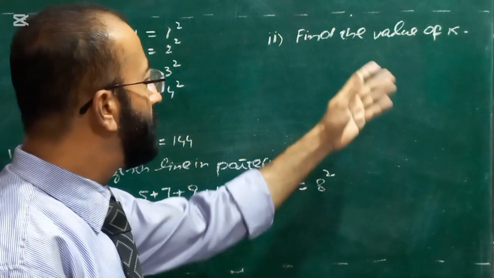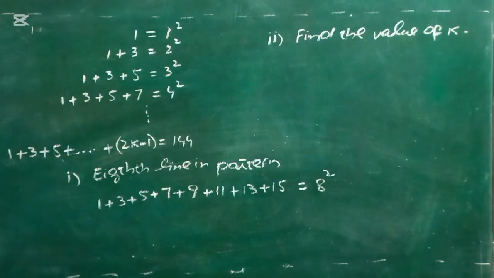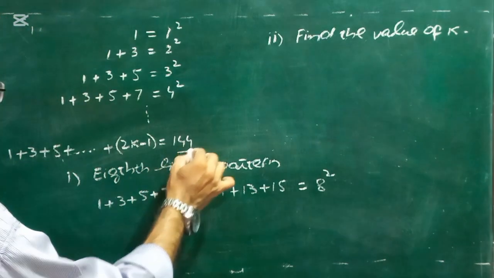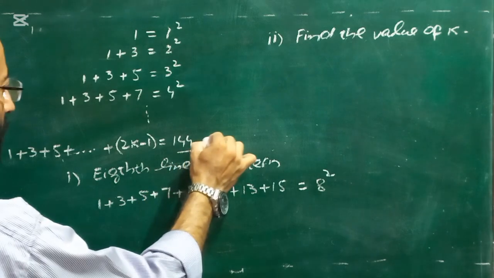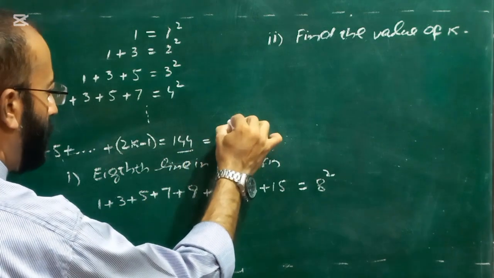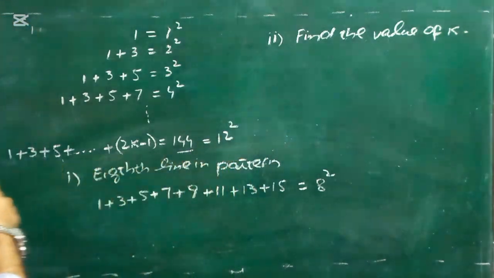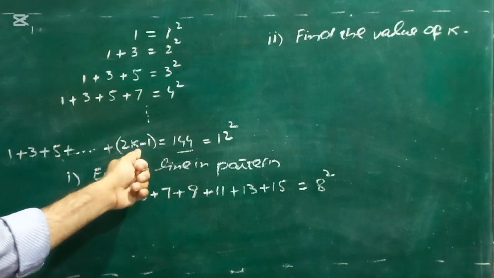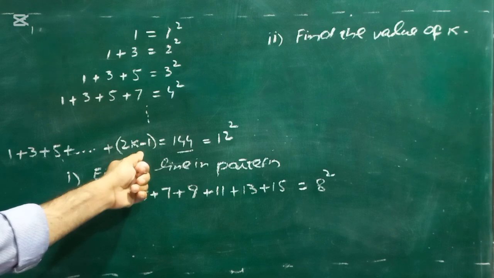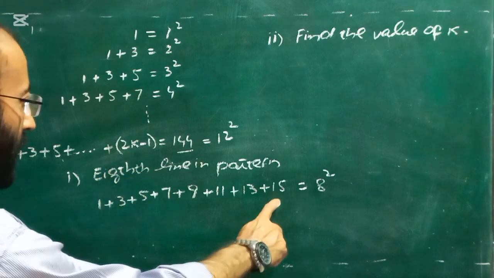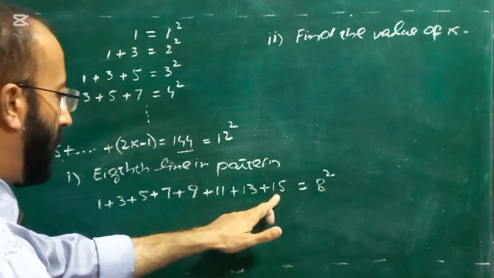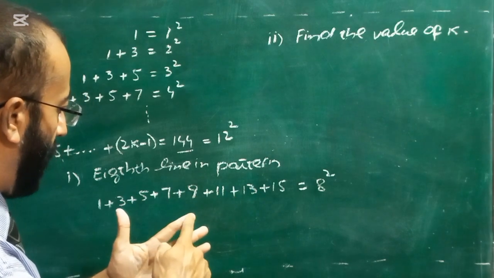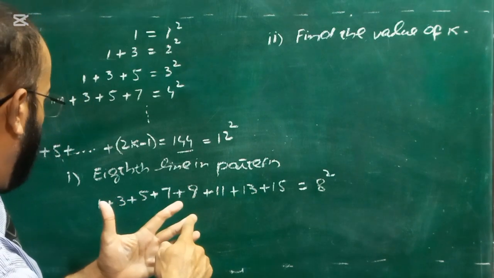Okay, the second part is to find the value of k. So if you look at the last line, 144 is given. 144 is equal to 12 square. So it means this will be the 12th line. So it means this will be the 12th odd number. So this is the 8th one. So then 8th, 9, 10, 11, 12.